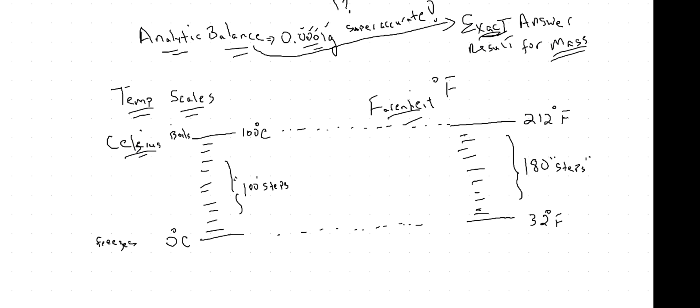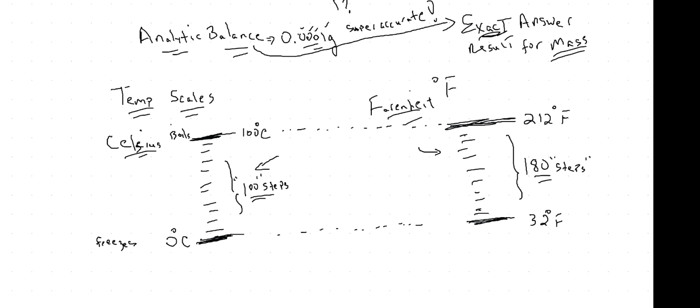Now let's stop for a second and use our imagination. Imagine we have a building with a certain height, and in that building there's 100 steps to get to the top. Now we have another building of the same height, but in this building they made it 180 steps to get to the top. So 1 step or 1 degree Celsius here is not the same as 1 step or 1 degree Fahrenheit here.